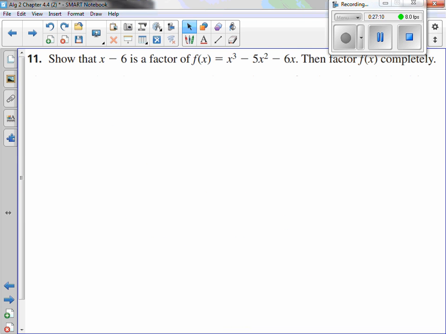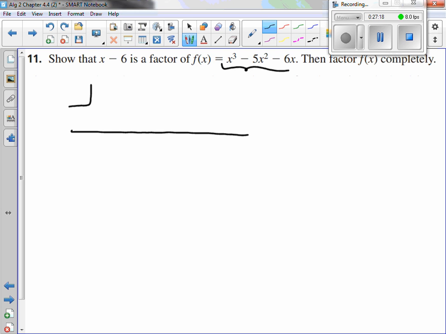Okay, this is the last one we'll do for the day, and then we are done with 4.4. So we'll set it up just like we've been doing. This is going to go in the space up top, so it would be 1 for x cubed. Then we'd have what? Negative 5 for our x squared. Negative 6 for our x, and then we're done, right?